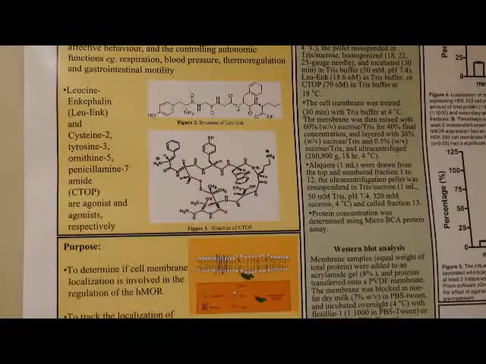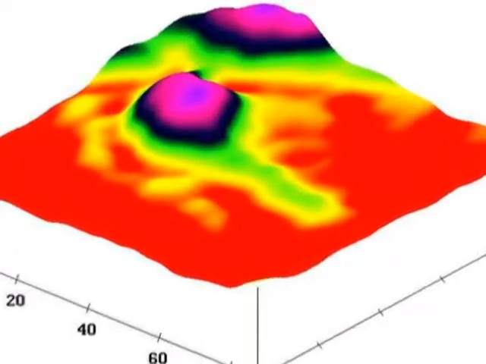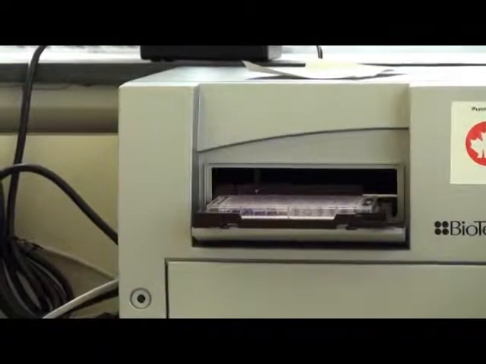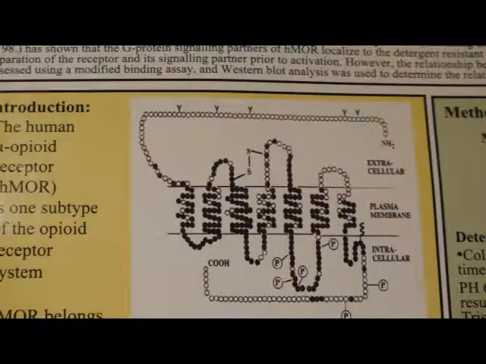I'm looking at the human mu-opioid receptor, which is the protein responsible for binding heroin and morphine and all of those sort of types of drugs. We're looking at why patients in methadone maintenance treatment, so opioid addicted patients, have such high variability in their optimal dose, and we think that it's due to their location within the plasma membrane.